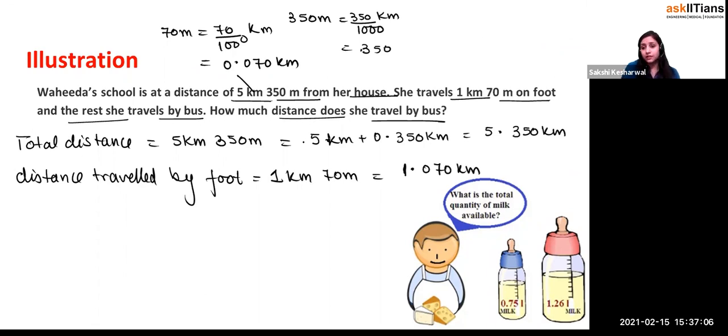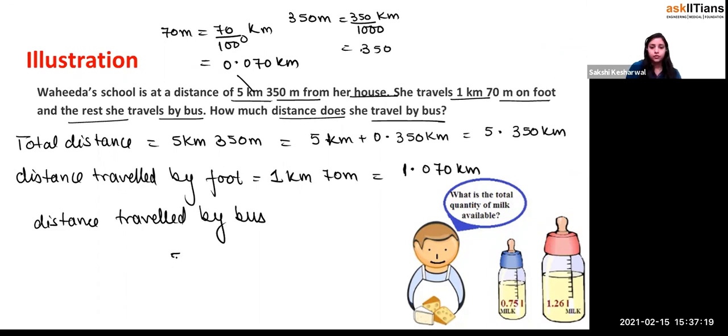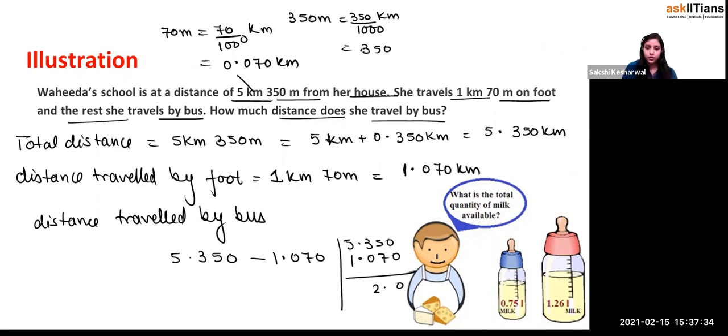Now the rest she travels by the bus. How much distance did she travel? So distance traveled by bus will be 5.350 minus 1.070. Yes or no? So you do the subtraction over here. Both of them are alike. So 5.350 minus 1.070 is equal to what? 0, and this will be 28, minus 4. So your answer will be 4.280 kilometers that she traveled.